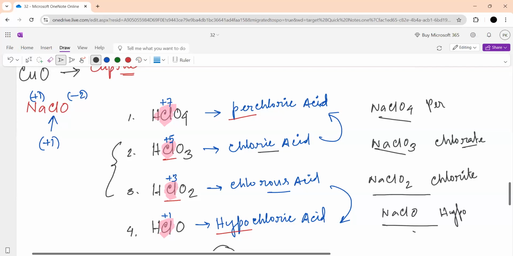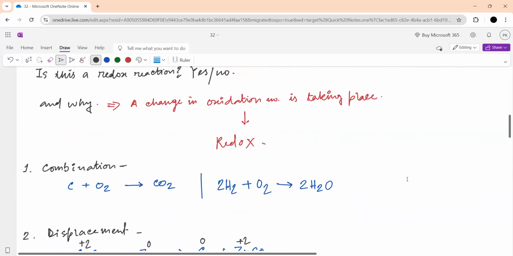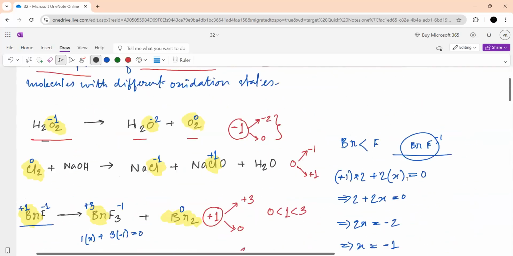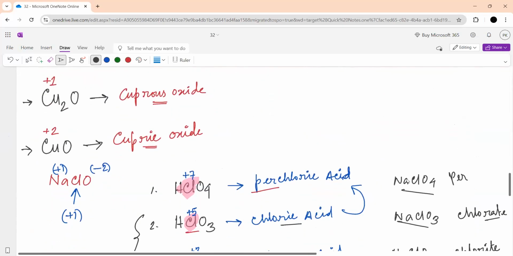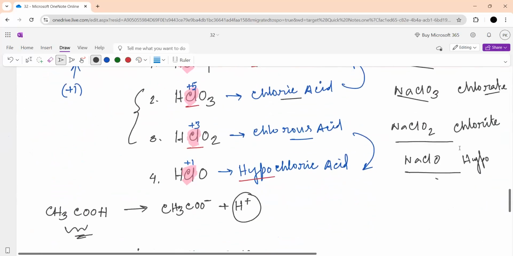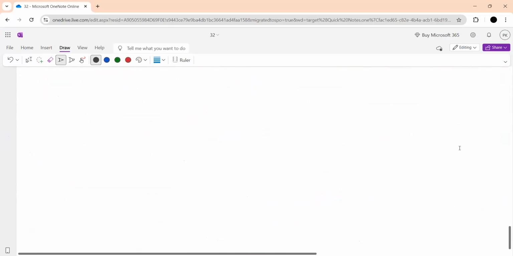Okay. So whatever we have done today, this part is clear? Yes, sir. From this redox reaction chapter, only the balancing part is left. So which time will be convenient for you on Saturday?